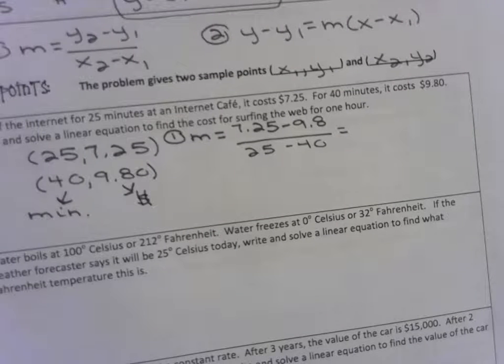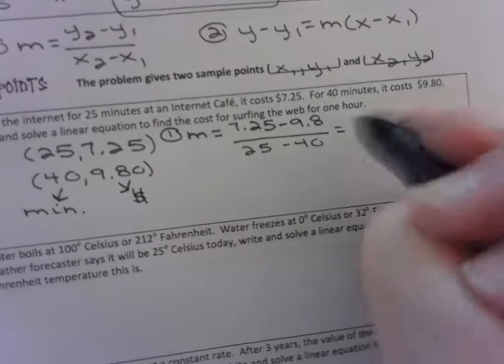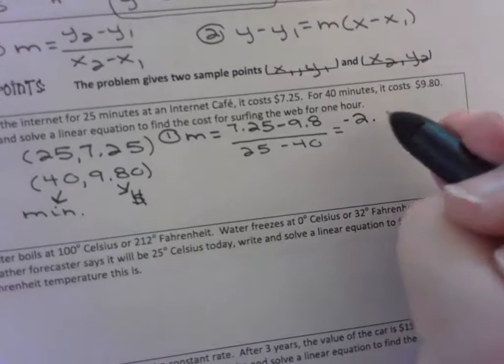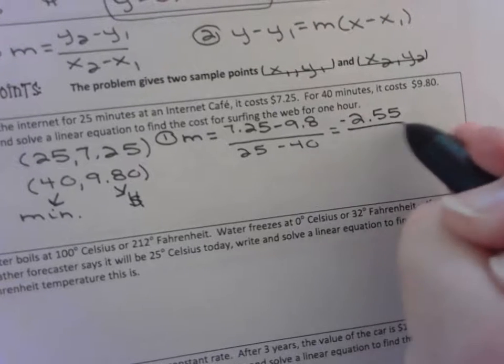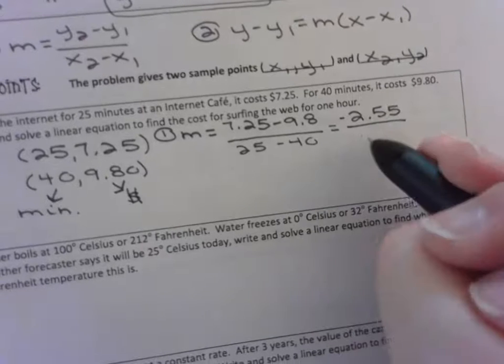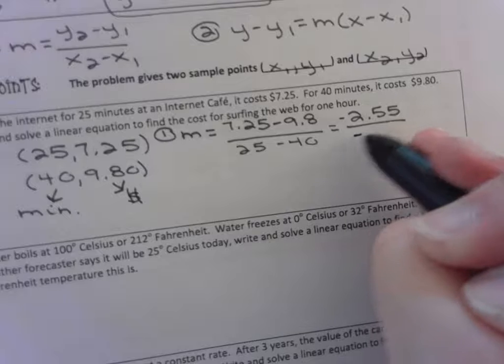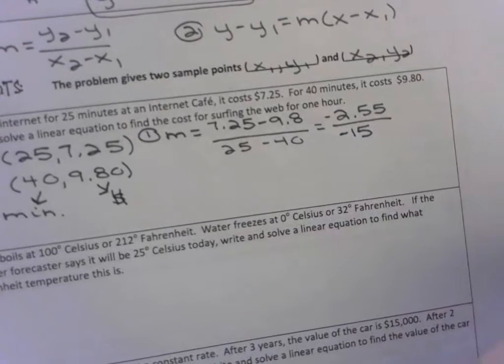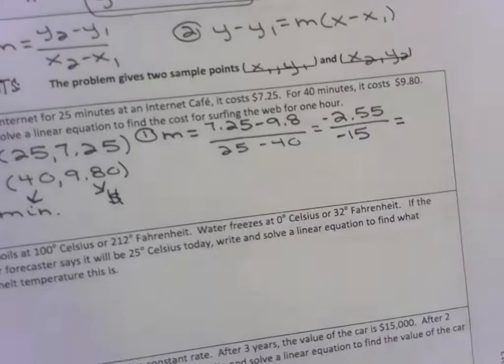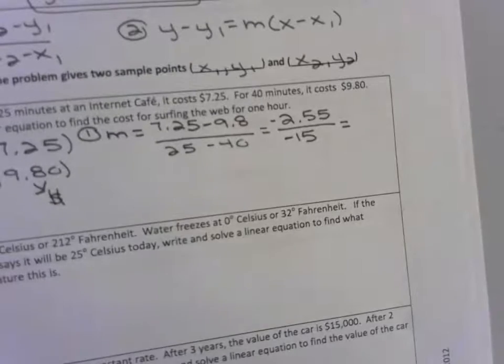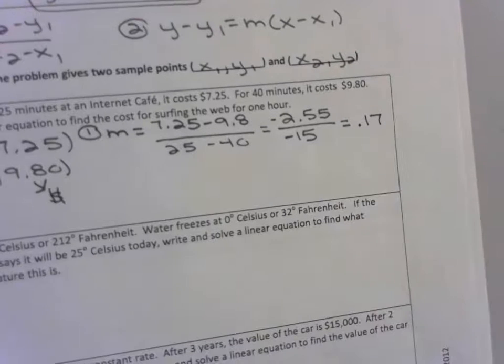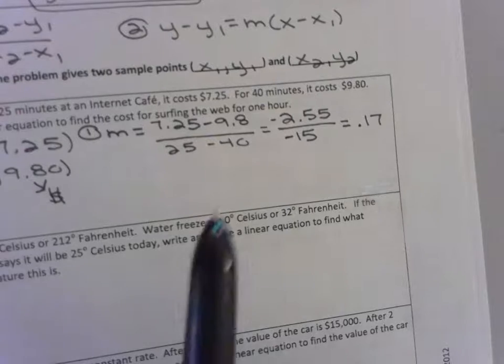What is 7.25 minus 9.8? Negative 2.55 over 25 minus 40, which is negative 15. Okay. Divide it out. You're going to get a decimal, 0.17. It's kind of weird, but you've done this step before. You've done the work. You did it last week. You did it Monday. So that's your slope.